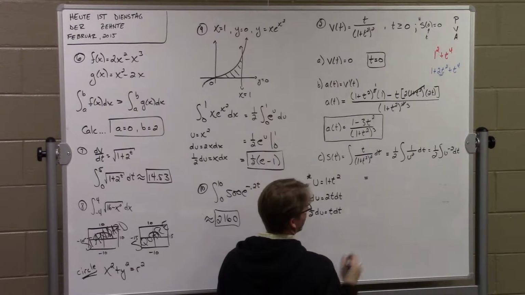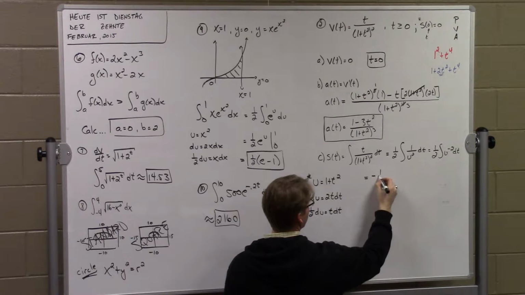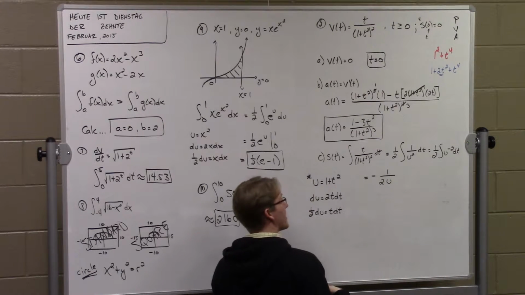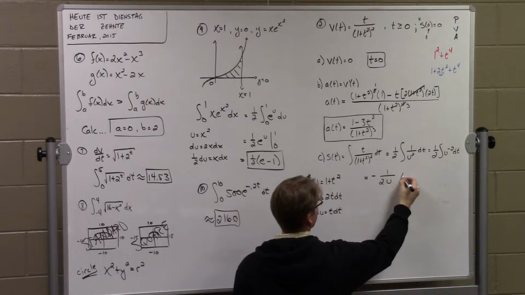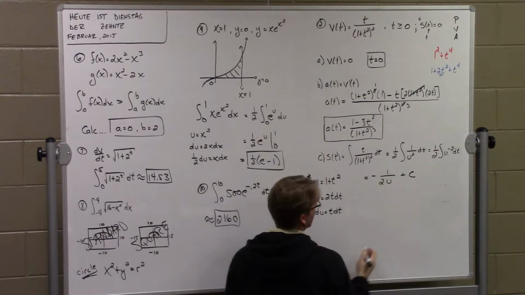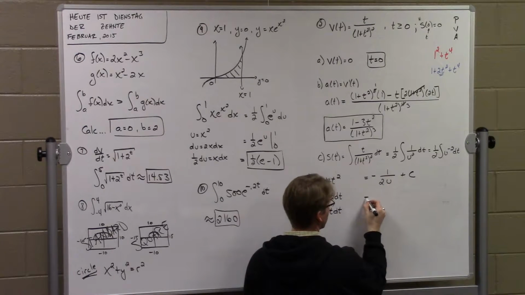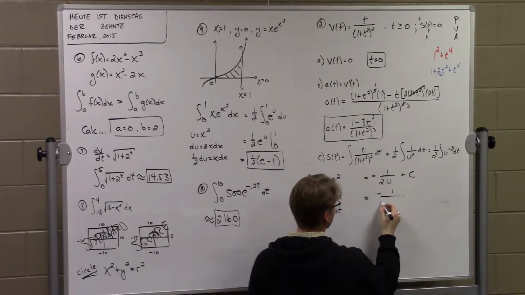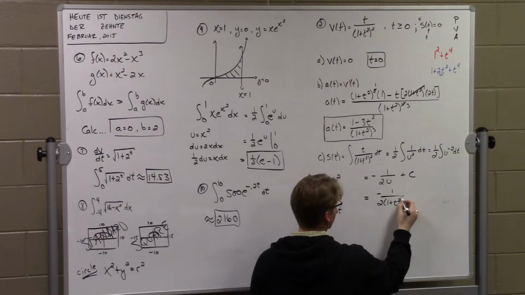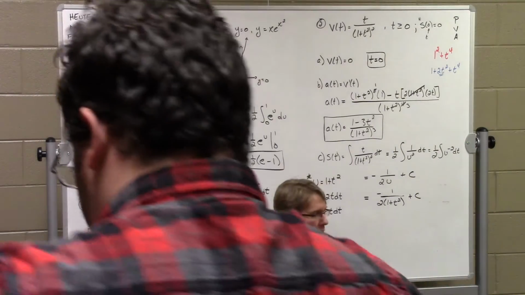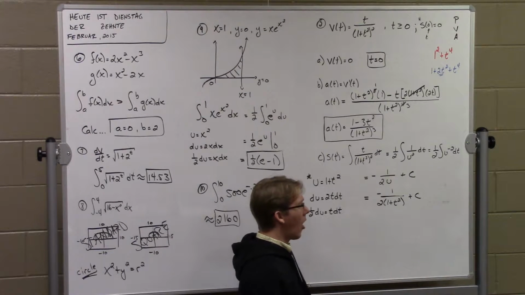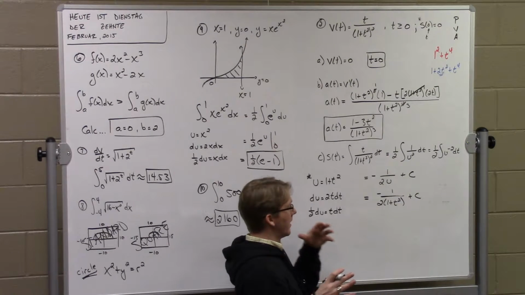Antiderivative, raise the power by 1, we get -1, so we divide by the new power, and we get -1 over 2u. It's a combination of the 1/2 and the u to the -1, and then don't forget your plus c. Which gives us -1 over 2 times 1 plus t squared plus c. Now, that got you the bulk of the points. I think that was worth like 3 points.